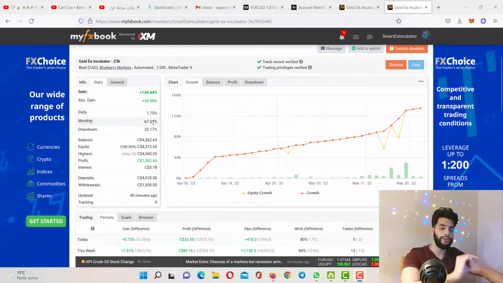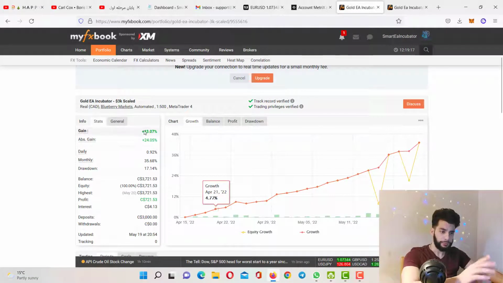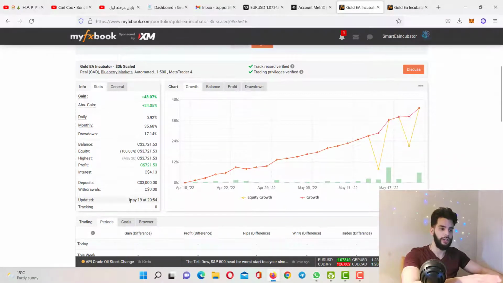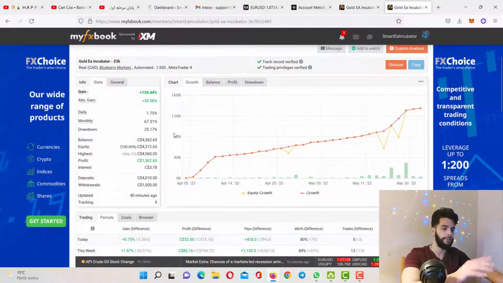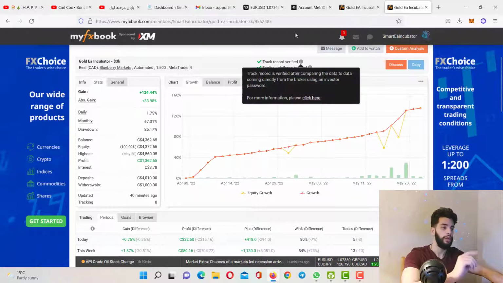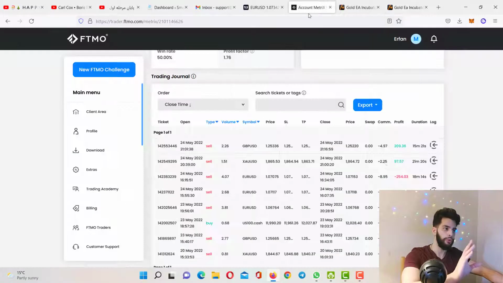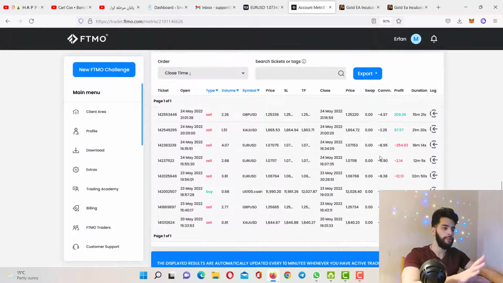And this is the first one that we have, which is 134% in profit, and the other one is over 45% in profit. This is not updated recently, so the last time it got updated was May 19th. Today it is May 24th, so there's a huge difference. But when I checked my VPS account, it was up $100 more, so it was $3,821. But just to let you know that it's kind of over 45% in profit, and this one is 134%. So the trades that I took was this one on my FTMO account, guys.